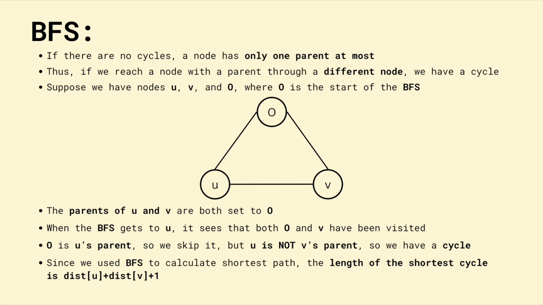Since we used BFS to calculate the shortest path to each node, we can add up the distances from the start of the BFS to these nodes plus 1 to get the cycle length. If the graph were larger, all the nodes from O to U and O to V would be part of the cycle. We have the plus 1 because there is an edge between U and V that we need to count as part of the cycle.